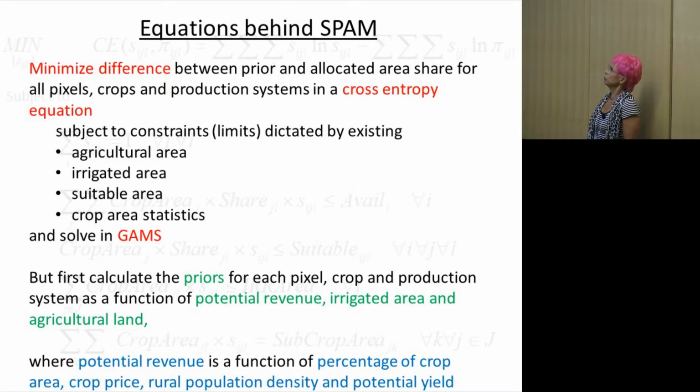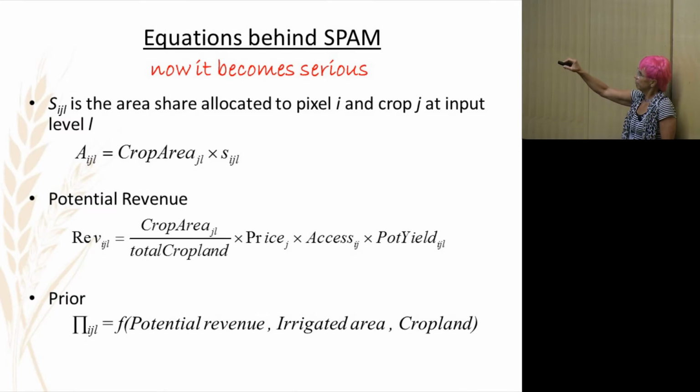Before that can be done, we have to construct the priors for each pixel, for each crop and production system as a function of potential revenue, irrigated area, and agricultural land. And potential revenue in itself is then a function of percentage of crop area, crop price, rural population density, and potential yield. So you can see, before we can do the very top, we have to do a lot of operations at the bottom, and they take a lot of number churning and adjustments and calibrations before this can take place.